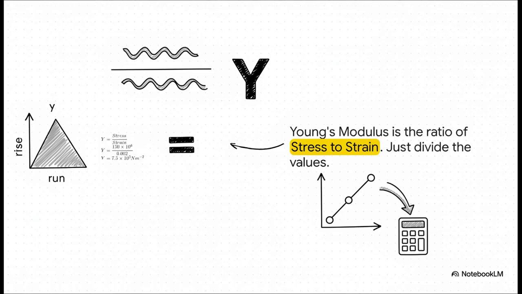All you have to do is pick a nice, easy point on that straight line, like here, where stress is 150 times 10^6 and strain is 0.002. Divide one by the other, and there's your answer. It really is that easy.